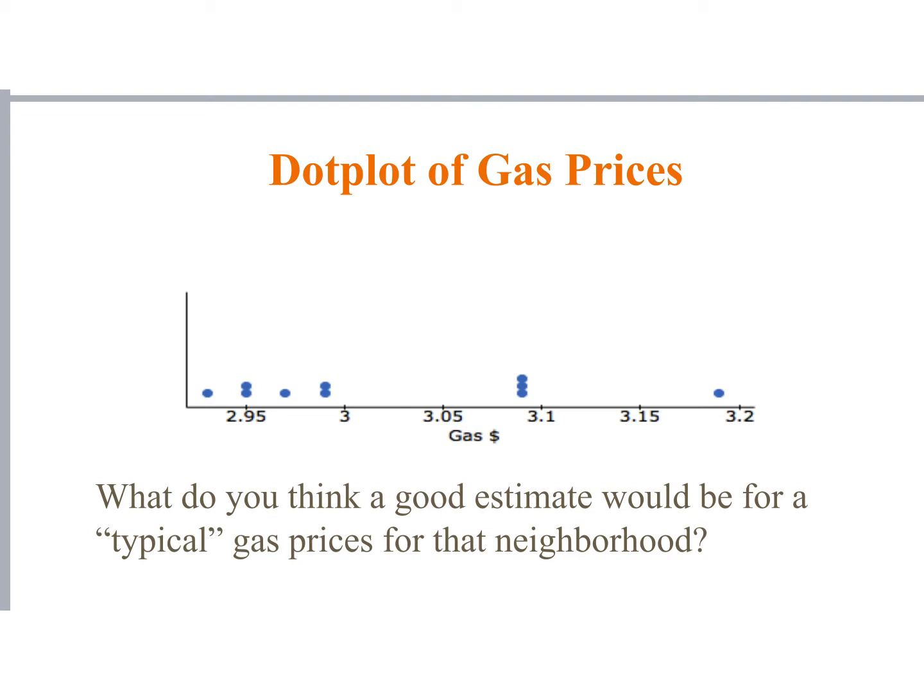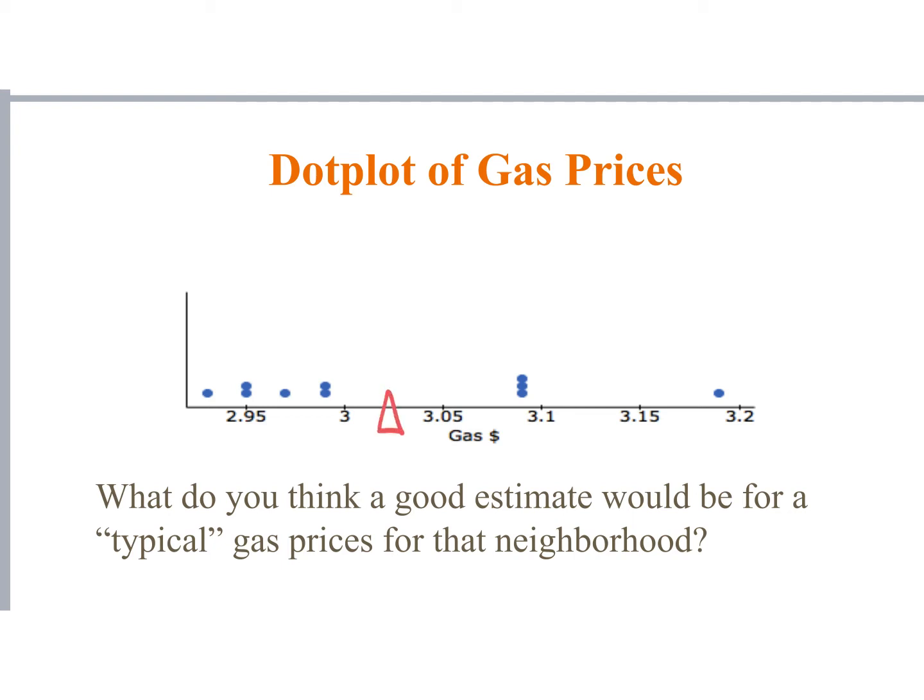So where do you think would be the balancing point? It's always good to have an estimate of what your answer is before you actually calculate it. That way when you calculate it, you would know if your answer is correct or not. So I would think that the balancing point would maybe be around here somewhere.